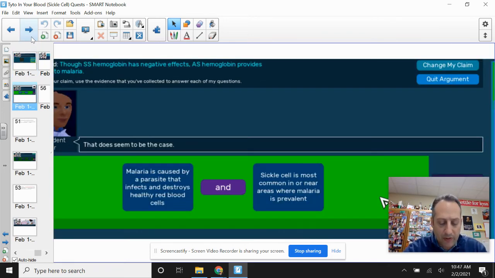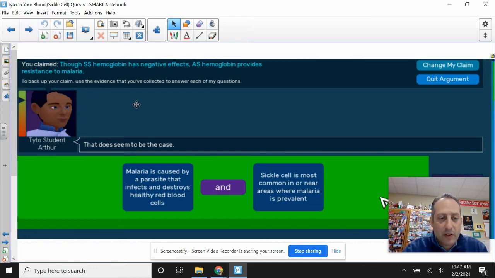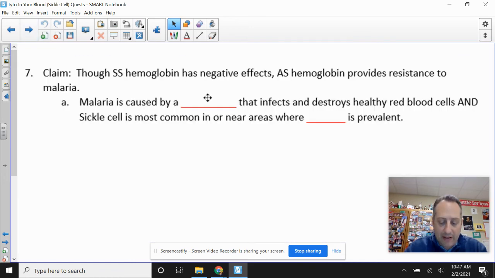So this is question number 7. Though the SS hemoglobin has negative effects, AS hemoglobin can provide resistance to malaria. So here's the claim. Malaria is caused by a parasite that infects and destroys healthy red blood cells. And sickle cell is most common in or near areas where malaria is present.